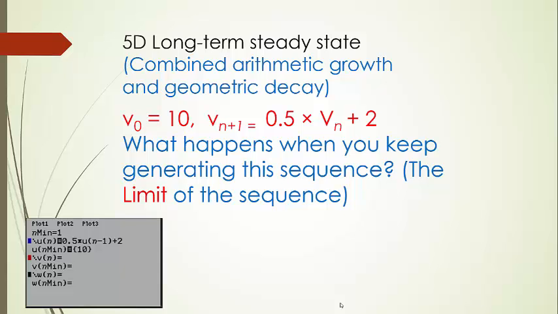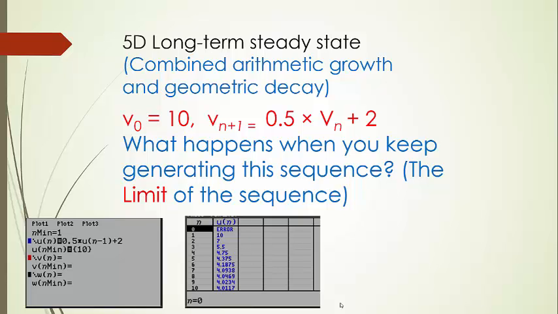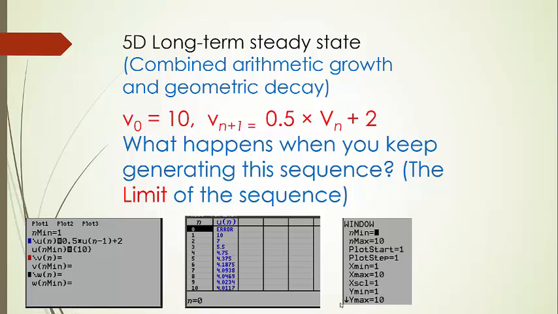Put that into the calculator. 0.5 times u(n-1) plus 2, starting with 10. That's the table as it appears for the first 10 values. You can see it's going down quite sharply, and then it seems to slow down its decay. If you want to see what the graph looks like, quite interesting, put n equals 1 to 10, x is 1 to 10, and also y equals 1 to 10. That should cover it. And you're going to get a graph like that.